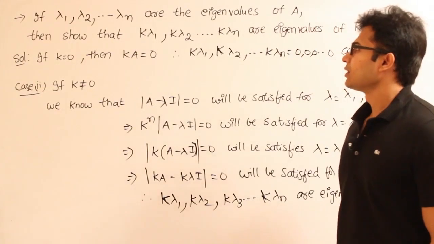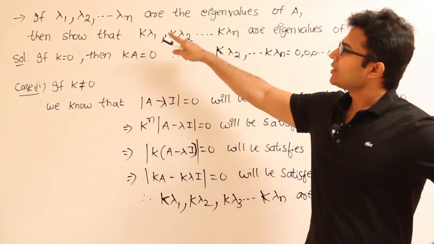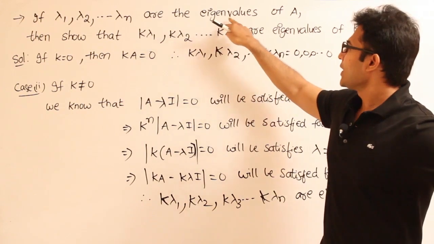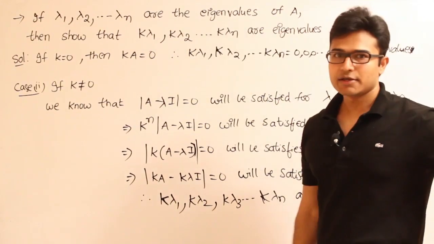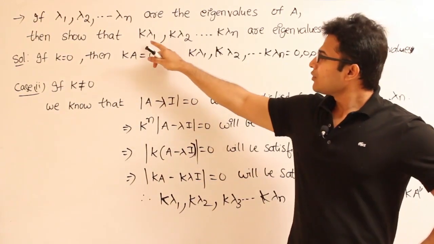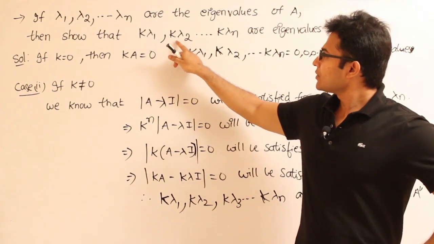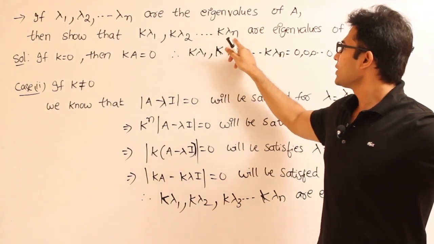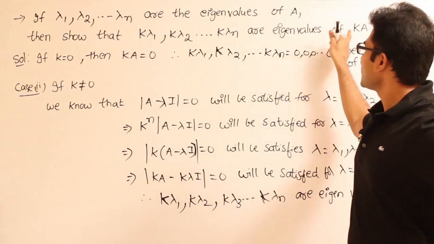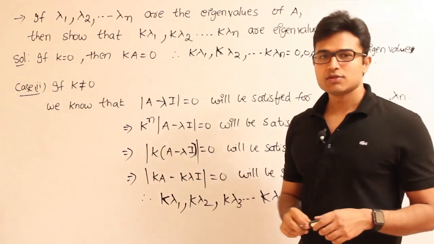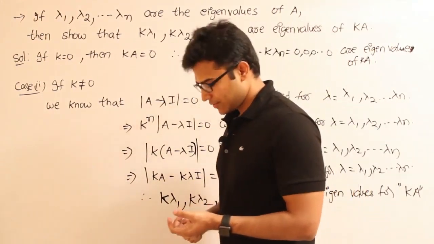Now see this question. If lambda 1, lambda 2, lambda 3, and so on up to lambda n are the eigenvalues of a matrix A, then we have to show that k into lambda 1, k into lambda 2, and so on up to k into lambda n are the eigenvalues of k into A. So what they wanted us to show is this one.